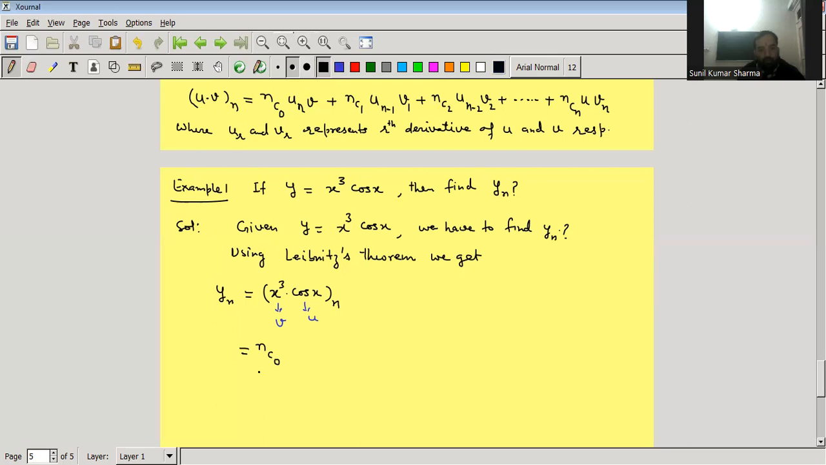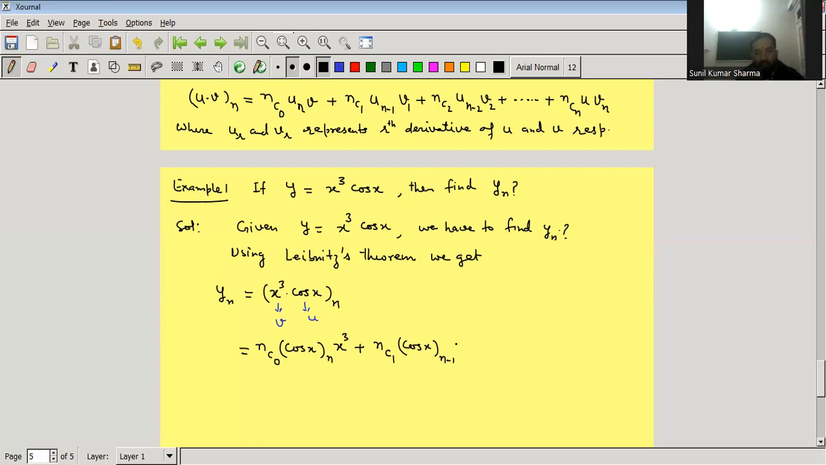So nC0 u n-th derivative, cos x n-th derivative, and v as it is, x cube as it is, plus nC1 cos x (n minus 1)-th derivative.